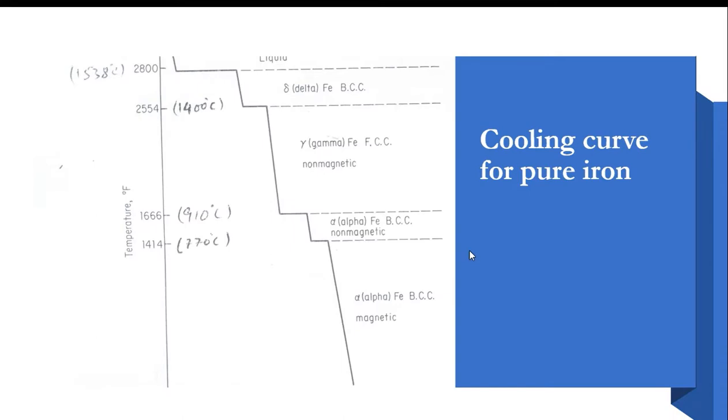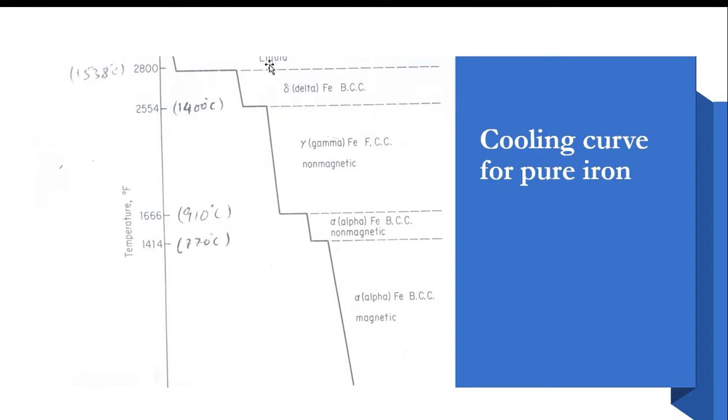This is the cooling curve of pure iron. Pure, there are no alternatives inside. At 2800 Fahrenheit, which equals 1538 degrees Celsius, there is a point where it turns liquid. Then it transforms into some of these structures.